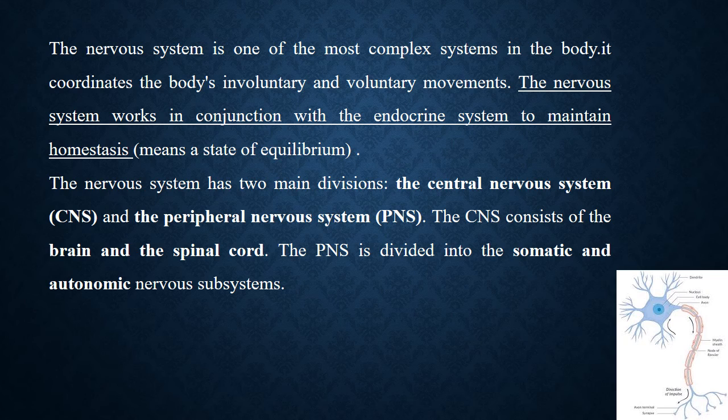The nervous system has two main divisions, the central nervous system and peripheral nervous system. The central nervous system consists of the brain and the spinal cord. The peripheral nervous system is divided into the somatic and autonomic nervous systems.